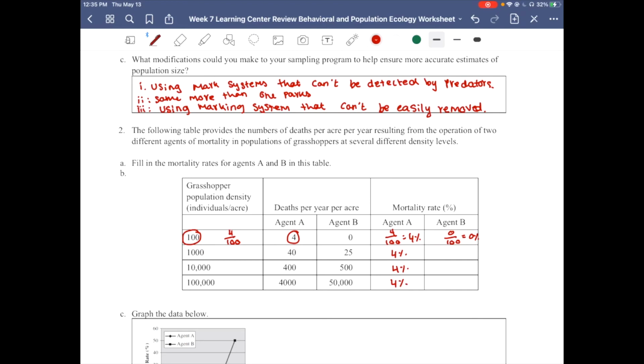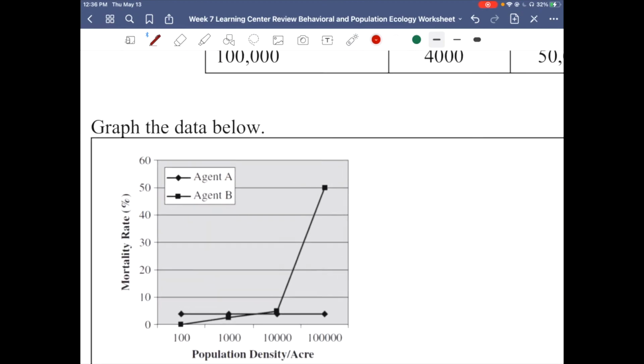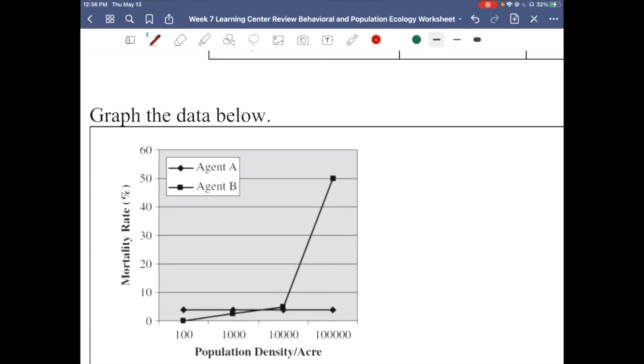But agent B starts increasing more. So we see 2.5% here, 5%, and then let's see, this would be 50% here. So that's how we got the mortality rate, just taking simple percentages from your population density. Just make sure that this part is population density and that this part is deaths per year. If you have those two things, then you can calculate your mortality rate. And then a graphical representation of it could look something like this. We saw that agent A stayed the same at 4%.